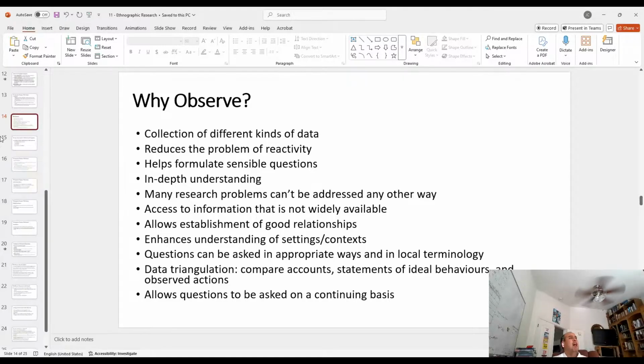Okay. It also allows for the establishment of good relationships. It enhances understanding of the setting or the context. Questions can be asked in appropriate ways in the local terminology. What type of terminology is used? How is it used in that particular culture? Data triangulation, you compare accounts, statements of ideal behaviors, and observed actions.